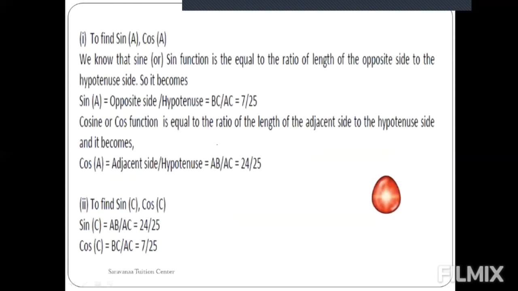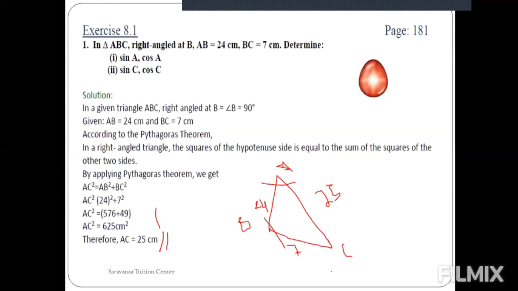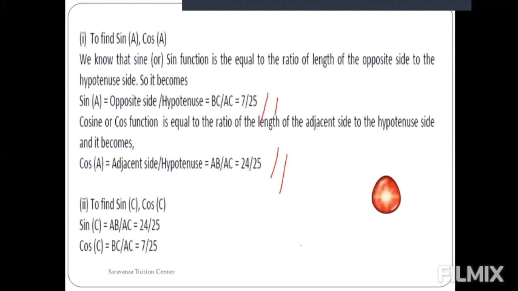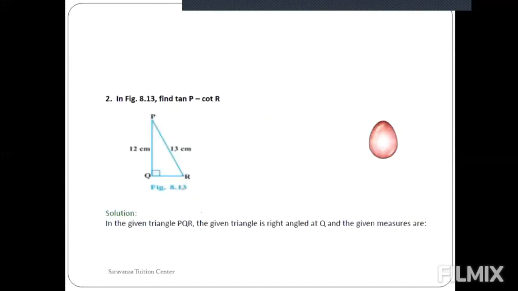You can see that in the next slide. 7 by 25 for sin A and 24 by 25 for cos A. And for sin C, from this angle, sin C equals opposite by hypotenuse, 24 by 25. And cos C equals adjacent by hypotenuse, that equals 7 by 25. That you can see in the next page. These things we found. Next, we are going to go to the next question.